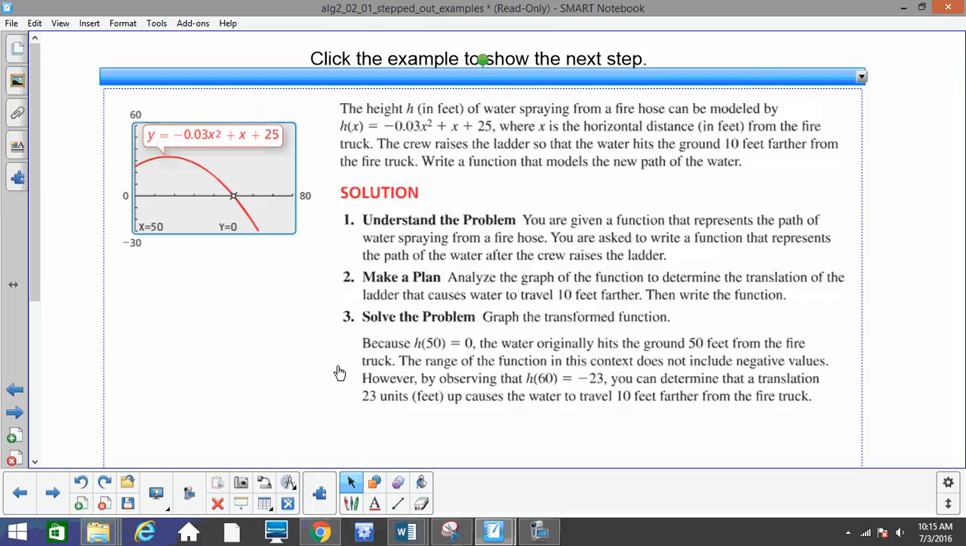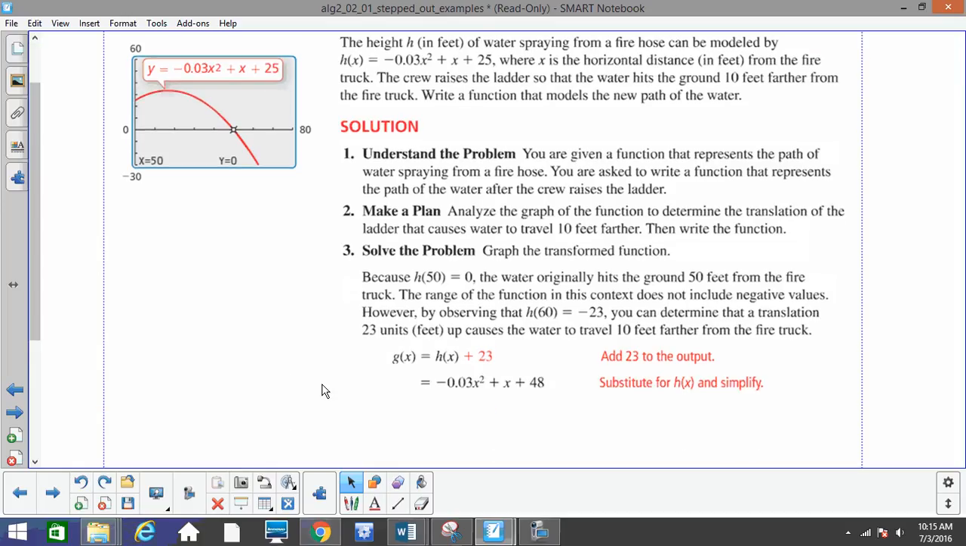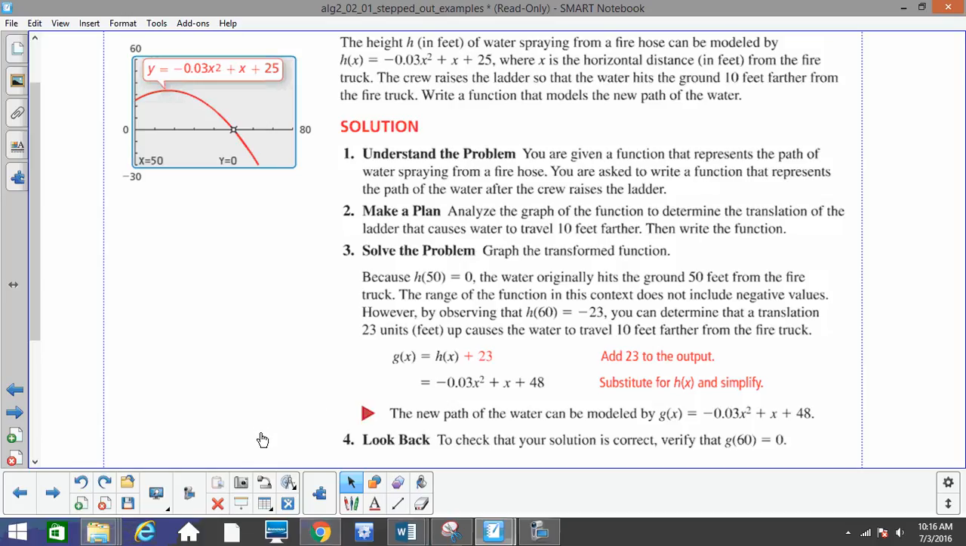They're telling us a couple pieces of information. H of 50 is 0. Because water originally hits ground 50 feet from the fire truck. That is going to be your new path right there. Look back. Does that answer make sense? Yeah, it does.